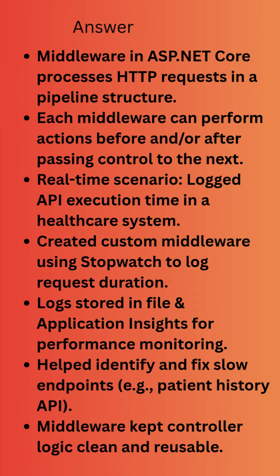Finally, I logged the request path and the time it took to execute into a file, and also pushed it to Application Insights for dashboarding. This helped us identify performance bottlenecks. For example, the API that fetched patient history was taking over 3 seconds. Using this middleware data, we optimized the EF Core query and reduced it to 700 ms. This approach was clean and reusable.